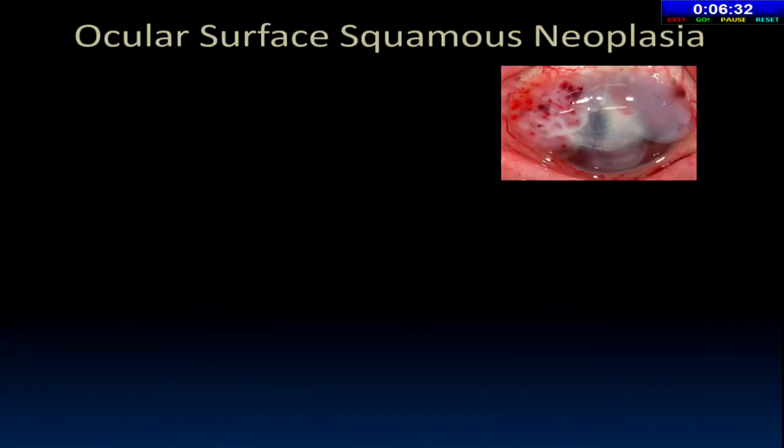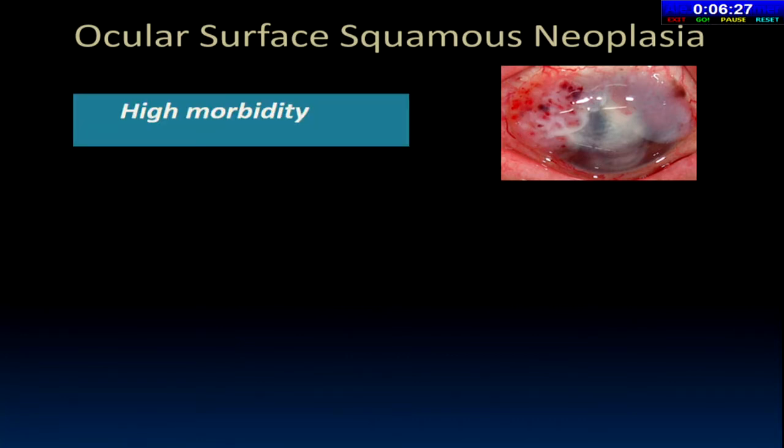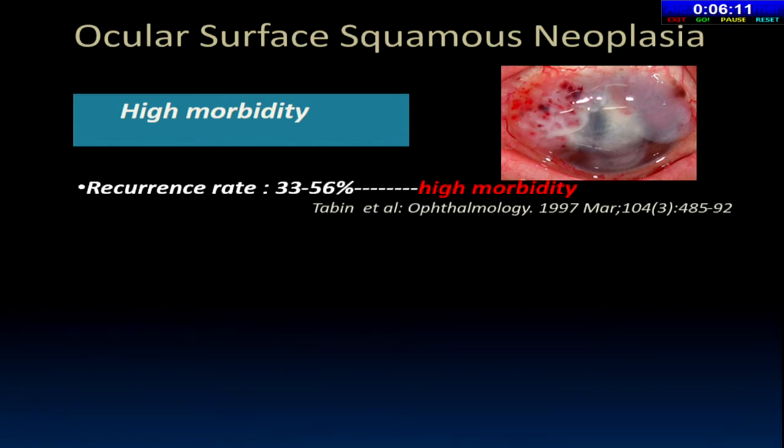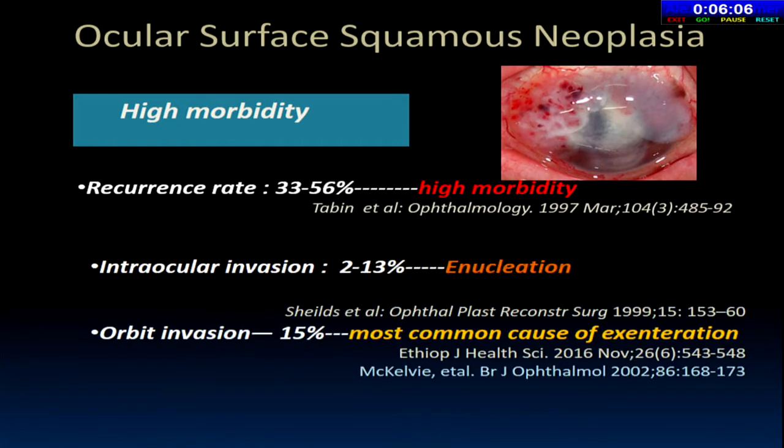Before I go on and answer that question, I would like you to understand that ocular surface squamous neoplasia, despite being a cancer, is not one of the cancers where you think of fertility or death. It is a tumor characterized by high morbidity, and the morbidity is related to recurrence. You could see recurrences in as high as 56% of cases, which could go on and cause intraocular invasion, or an orbital invasion requiring exenteration. So much so that it is now one of the most common causes of exenteration.